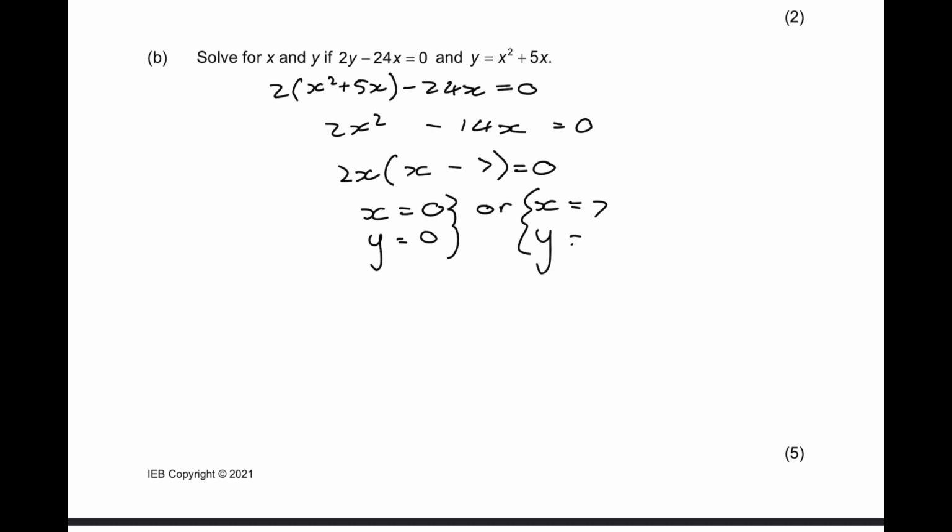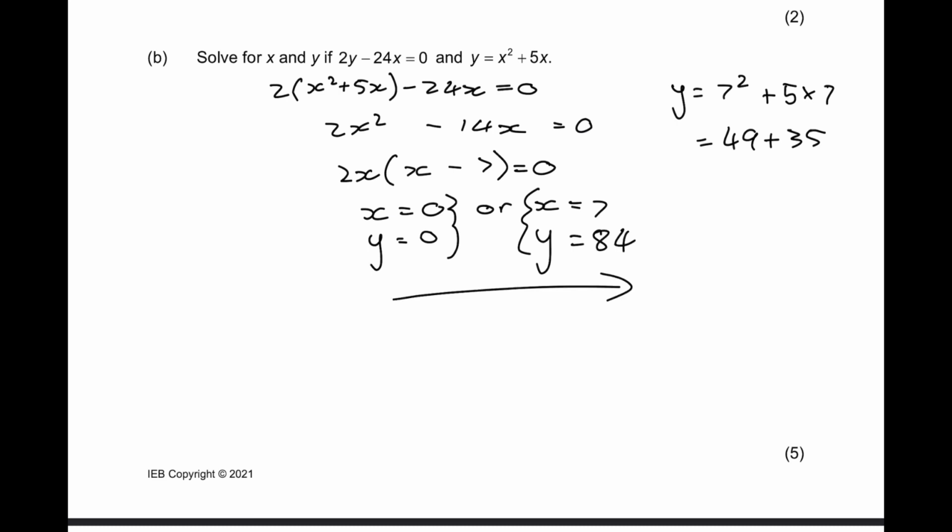And now, for x equal to 7, if we substitute that in here, we get y is equal to 7 squared plus 5 times 7. Now, 7 squared is 49, and 5 times 7 is 35. If you solve that, you get y is equal to 84. And then we have solved this question.